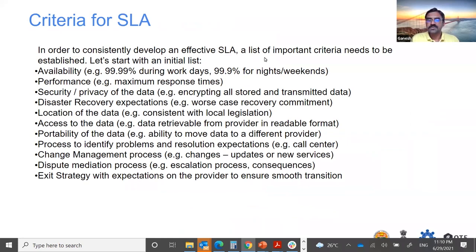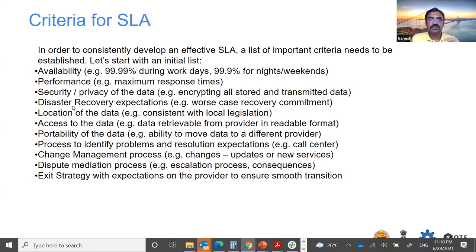Majority of the stuff, as you know, everybody is looking at 24/7 kind of activities, right? So uptime could be 99.99%. That's what the availability is all about. It has to be weekends, it has to be day and night, right? Performance, maximum response time. Third is the security, privacy of the data. How do I know that my data is secure? How do I know that whatever I'm talking about is already encrypted? It shouldn't be leaked information, right?